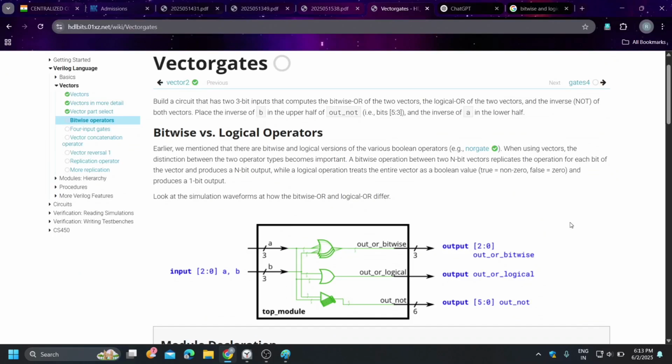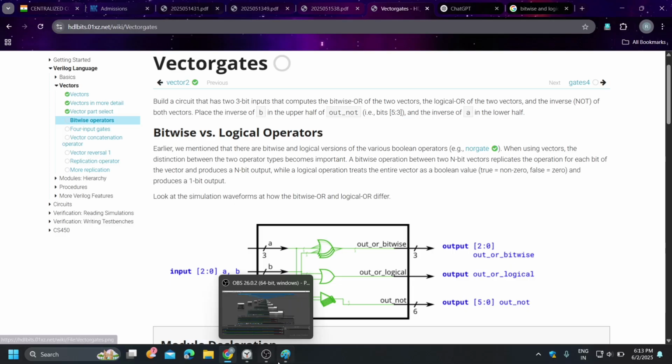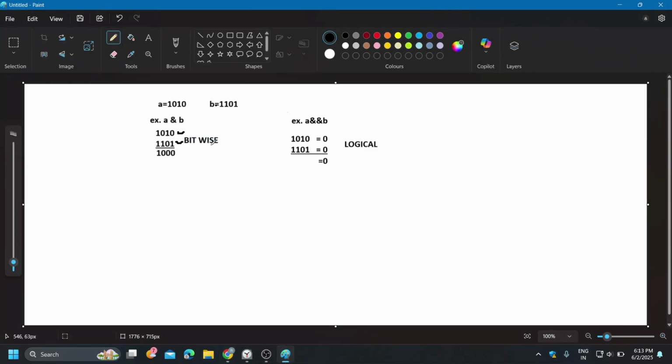This is the important topic, bitwise and logical operation. So let's understand this first. Let's take this example. We have two inputs, input A and input B. If they are asking bitwise operation, then we can write like A & B. And if they are asking logical operation, then we can write like A && B. This is a representation.